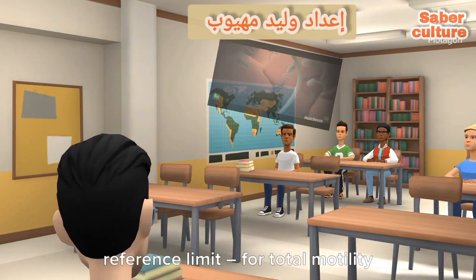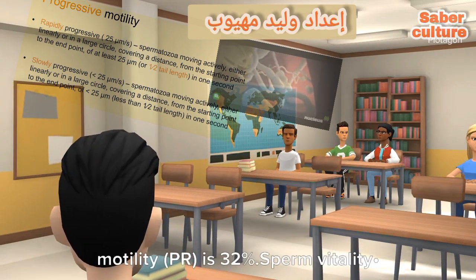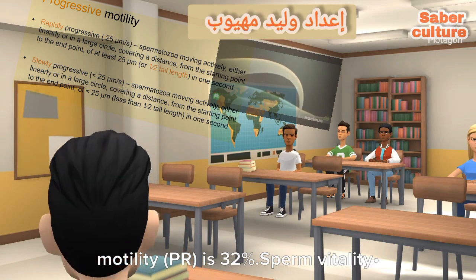Sperm motility is estimated as a percent count, with dilution. Lower reference limit: for total motility, PR plus NP, is 40%. For progressive motility, PR, is 32%.